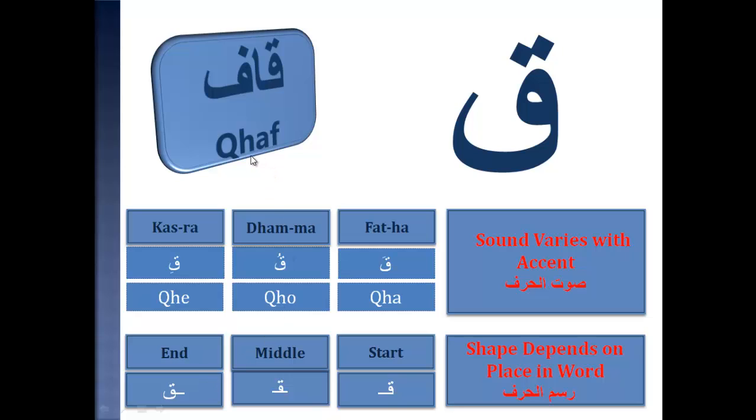The next letter is Qaf, and the three basic sounds are Qa, Qu, and Qi. You can see that Qaf in the beginning and the middle takes a similar shape as the Fa, only with two dots instead of one dot above it. At the end of the word, it takes its original form.